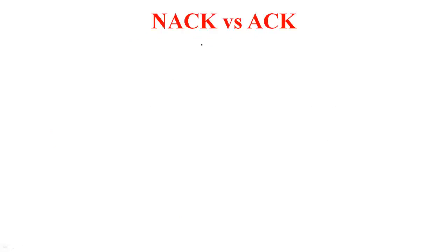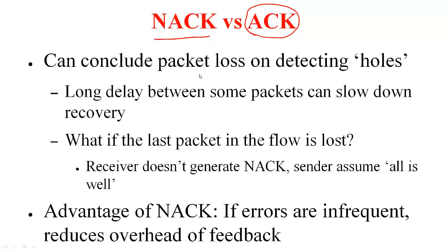So here it is. We saw earlier that we could eliminate NAKs and just manage with ACKs. Earlier we saw that eliminating ACKs and just managing with NAKs doesn't work if the end system crashes. There are other problems also with this. Can you think of any other issues? The way NAKs work is they can conclude that packet loss has happened only on detecting holes. In other words, they received packet X and they received packet X plus 2. That means packet X plus 1 is lost. So that is how they detect holes.